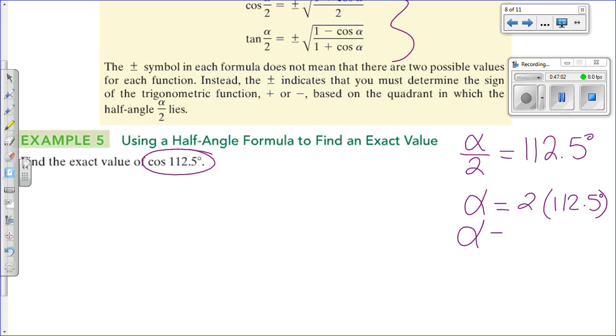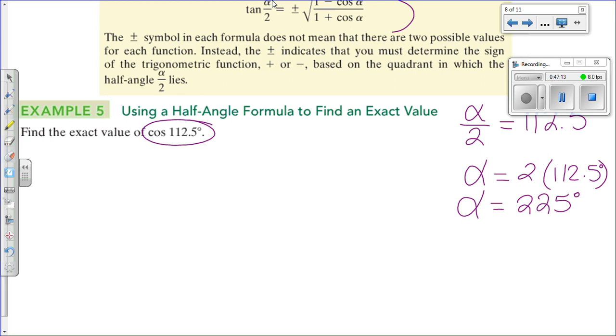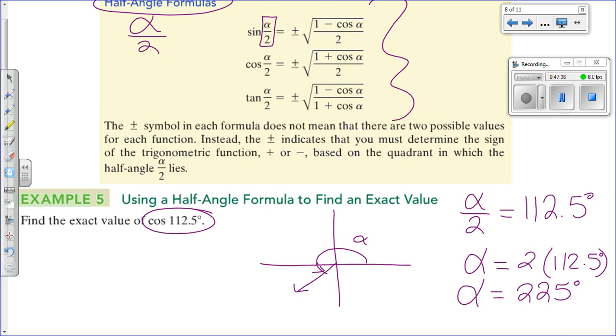So if that is alpha over 2, then the angle alpha will be 2 times 112.5 degrees, which is equal to 225 degrees. And just to remind you where that angle is, it will be 180 degrees and then 45 degrees more. So that would be the angle. Now, what we're going to do is use the formula that you see here. In this case, we're talking about cosine, so we'll be using formula number 2.